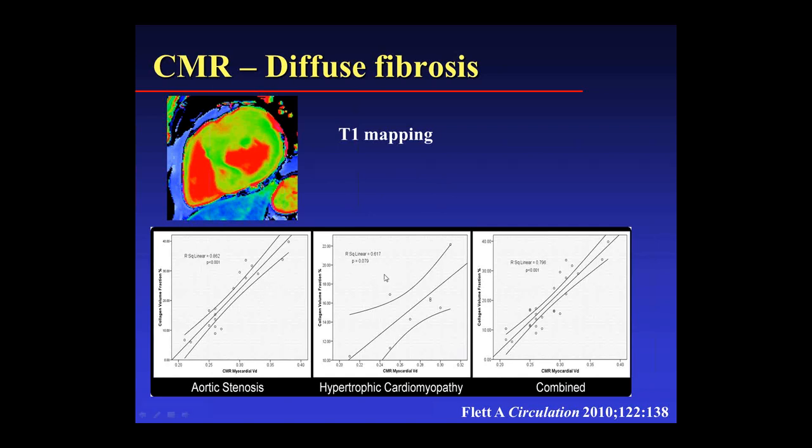This recently published paper, about 4 years ago, showed that in HCM and in a valvular heart disease known as aortic stenosis, there was a close correlation between the fibrosis measured by MRI on the x-axis and the fibrosis measured when a piece of the heart was taken at surgery, either in HCM, if the patient was having septal myectomy, or part of the septum removed.